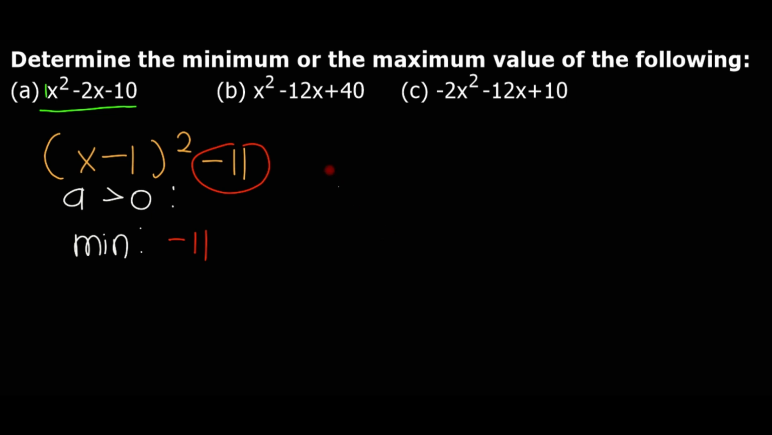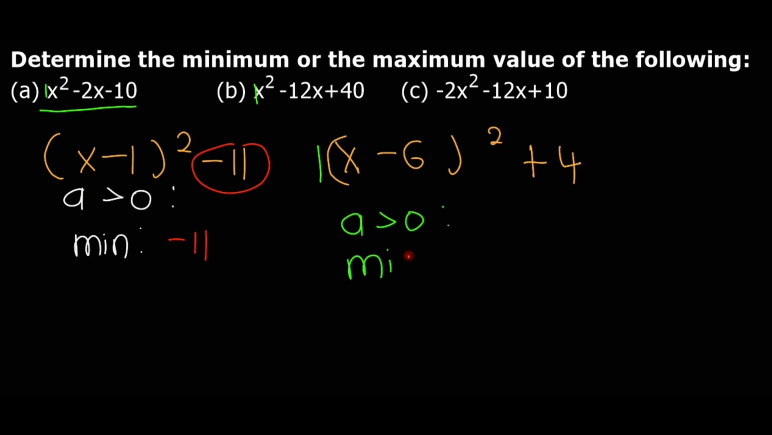When we complete the square for part B, we get x minus 6, all squared, plus 4. We look at the coefficient. Because a is greater than 0, obviously we will have a minimum. And then the minimum value here is this one, which is 4. Let's look at the last one.